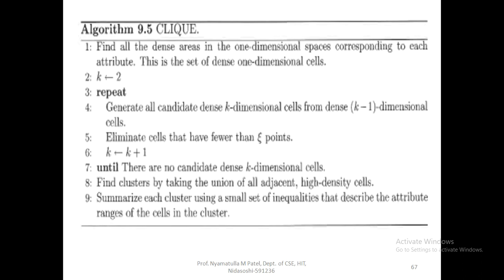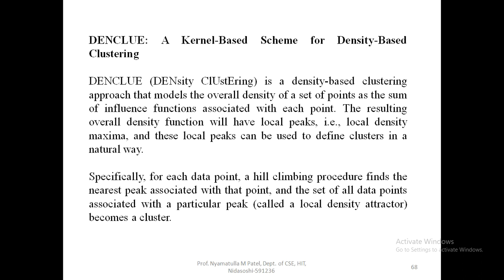Then summarize each cluster using a small set of inequalities that describe the attribute ranges of the cells in the cluster. I need to form the clusters such that all high density points come into a cluster, not a single point is left. If any cell has fewer than some eta number of points, those cells will be eliminated from the group.